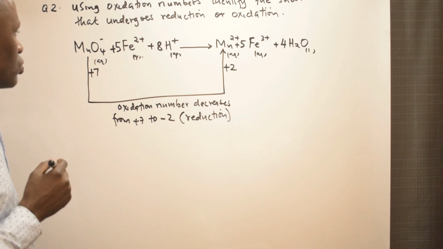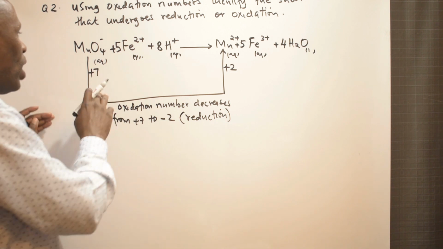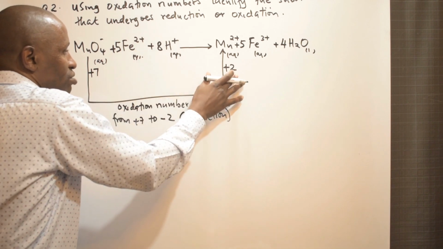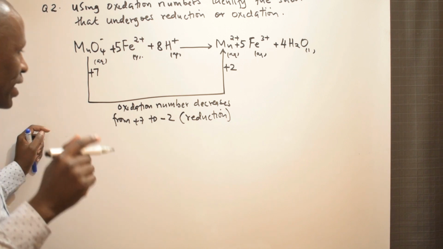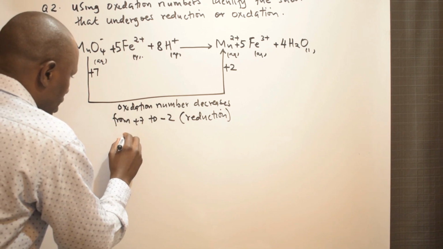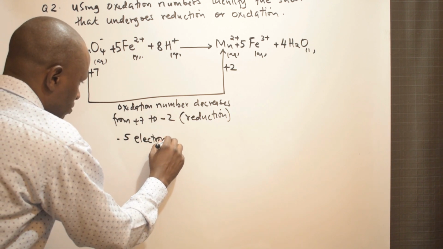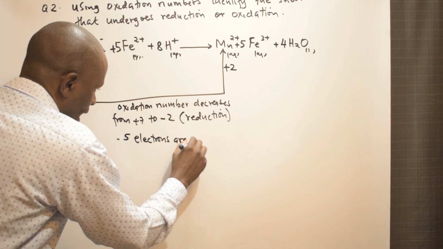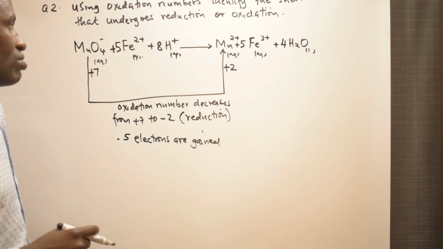Also, you could tell why the oxidation number reduces from positive 7 to positive 2. Why does it reduce? This means here that 5 electrons are gained.